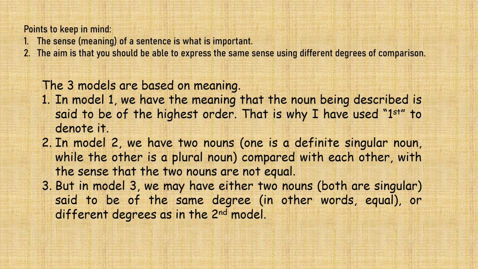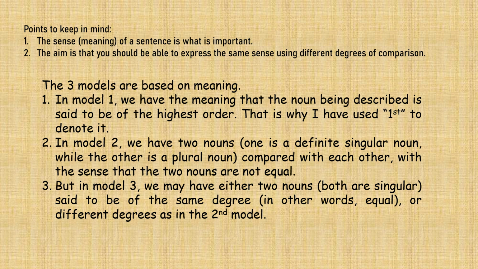Now some points to keep in mind. I have reiterated the same points here. The sense, the meaning of a sentence is what is important. The aim is that you should be able to express the same sense using different degrees of comparison. The three models are based on meaning. In model 1, the noun being described is said to be of the highest order. That is why I have used "first" to denote it.